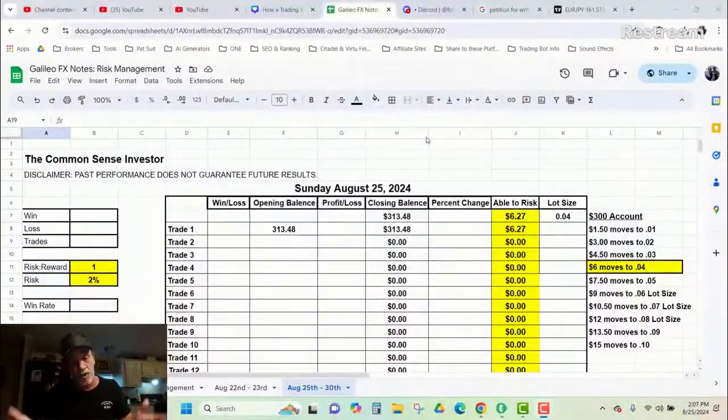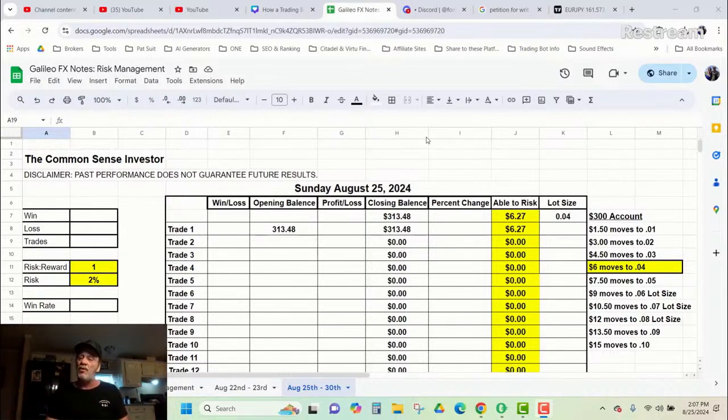In this video, we're going to talk about risk management and lot size. I want to ask y'all from the beginning, do you really want me to go into an explanation of what a pip is, percentage per point, and how much the value of a pip is, or do you just want me to show you the table I've created? Let's take a look at what I'm able to risk, what the lot size will be, and let me explain why we're going to be moving our lot sizes up and down.